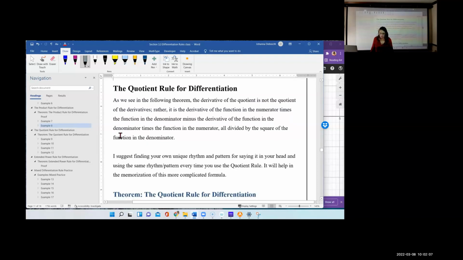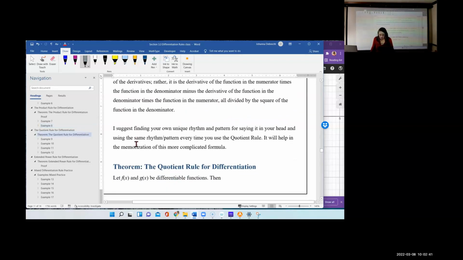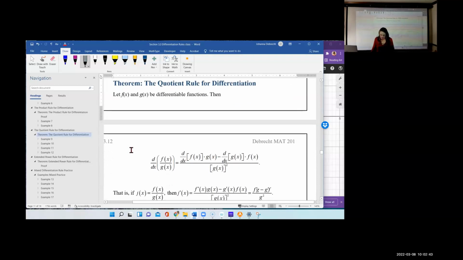Now we want to talk about the quotient rule. The quotient rule is the most complicated one of all the rules. It is more complicated than the product rule, although it's similar. It's f prime g minus g prime f all over g squared. I suggest you find your own pattern and your own rhythm to saying it. Some people who can sing, there is a song you can Google and you can say it. Google the quotient rule and song. I can't sing, so I am not going to sing it for you. It would not help you any, I can promise you that.